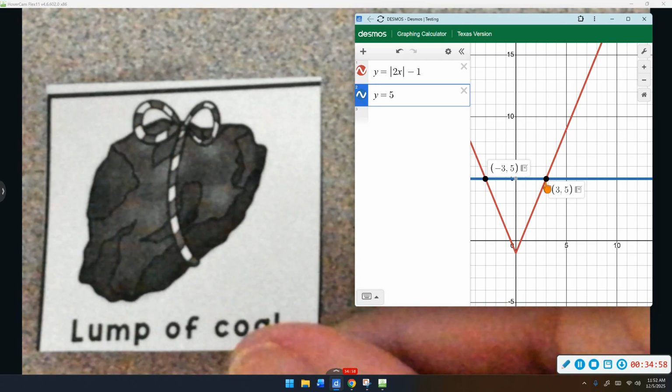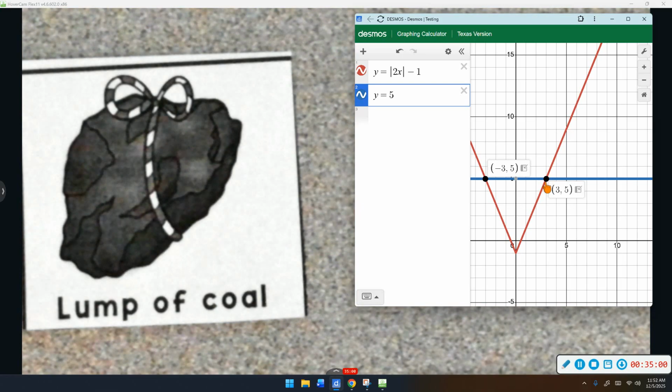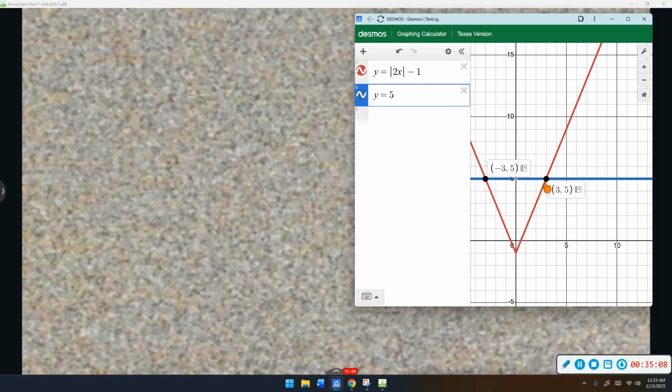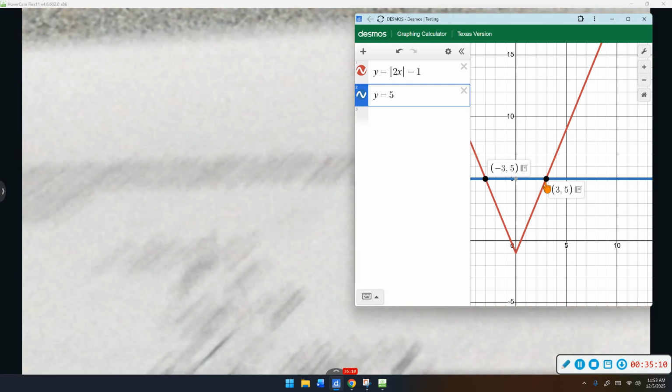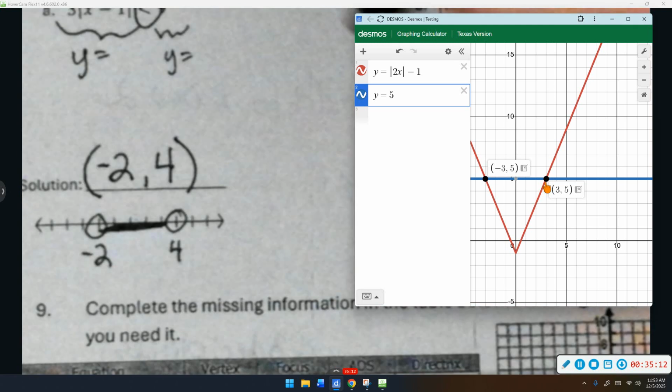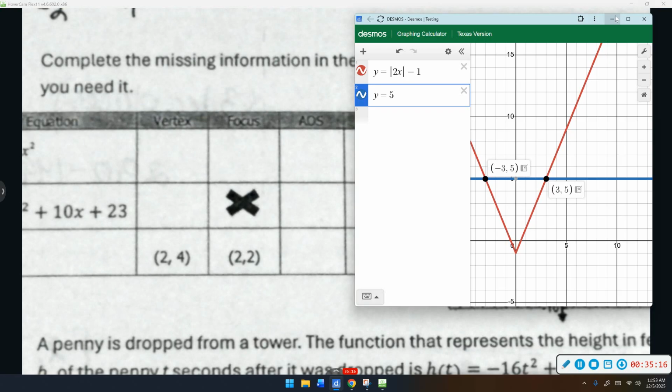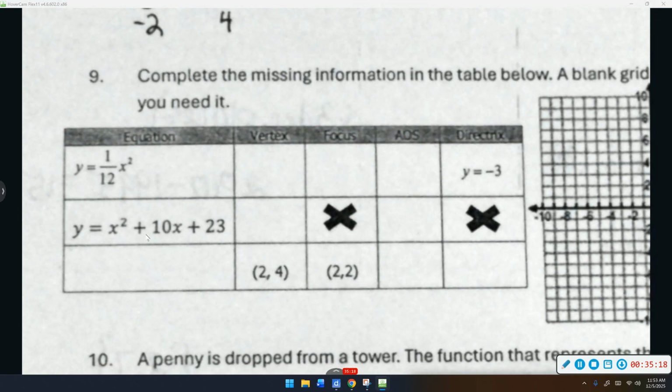Well, what is that? That is a lump of coal. Ronnie, one more. Get the sugar. Lump of coal. All right, let's look at number 9. I know. We'll do a few. We'll do one after each one. So there's 3 of these.